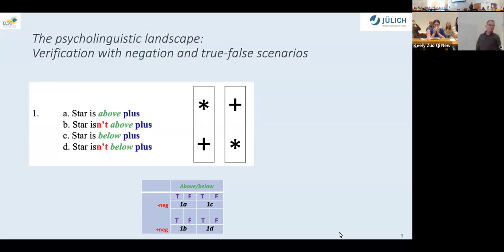He did a whole bunch of very interesting experiments, and here's one. When we look at antonyms like above and below, and at sentences with and without an explicit, overt negation, what do we get in terms of processing costs? The experiment was quite simple. You get these 4 types of sentences and 2 types of images, true and false. You get one at a time and indicate whether it is true or false. That gives you 2 to the 3rd data points.